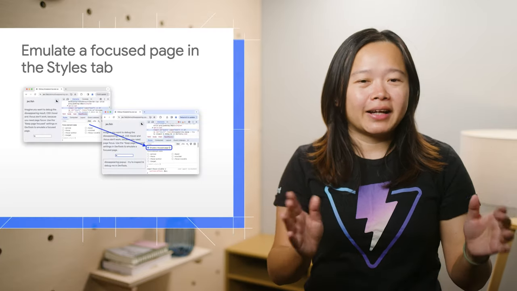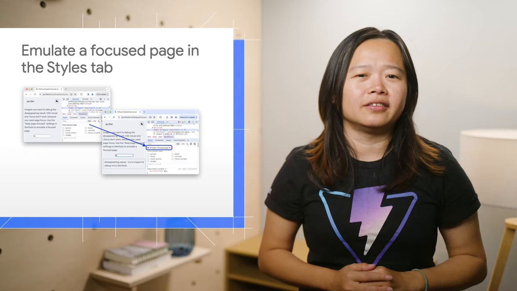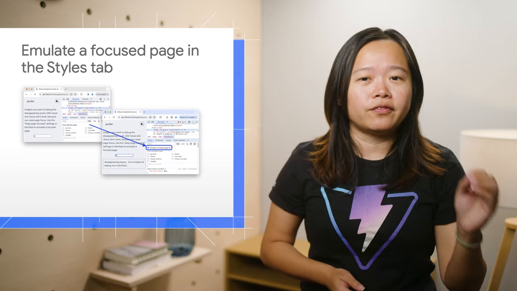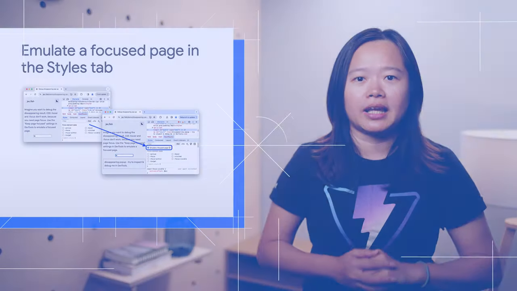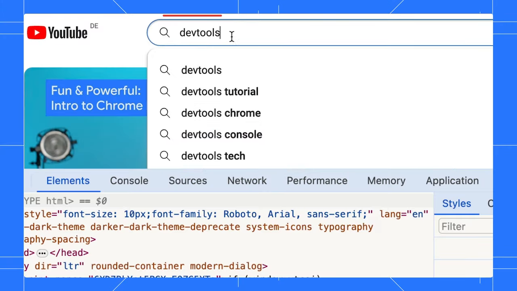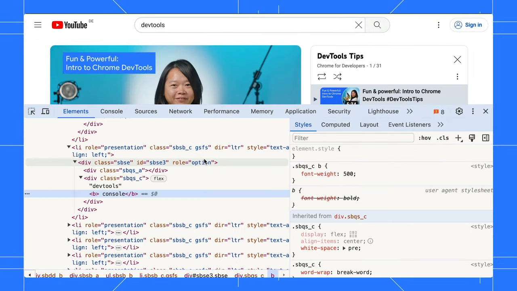First up, debugging elements that disappear when you try to inspect them can be difficult. Here is a simple trick. You can enable the Emulate a Focused Page setting in the Styles tab. Let's say you need to debug the dynamic YouTube search dropdown. The moment you try to right-click and inspect it, it is gone.